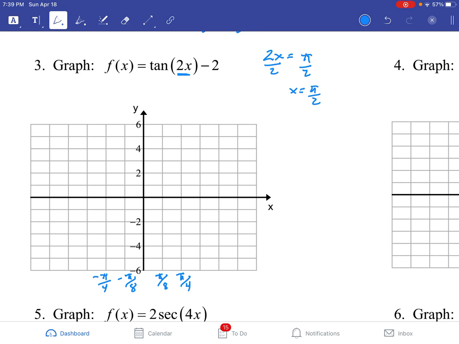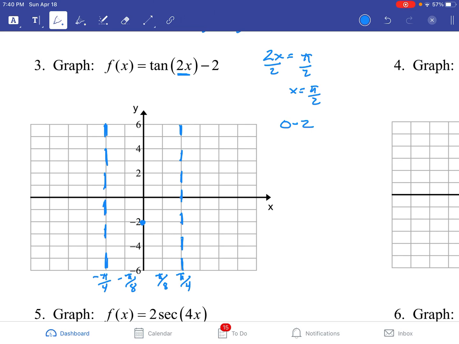Okay, there is no horizontal shift for step 2 because nothing is being added or subtracted inside the parentheses. So we can put our asymptotes on either side of our period. All right, next, find the first point. Tangent starts at 0, minus 2, so we're going to go down 2 spots, then graph our equation.